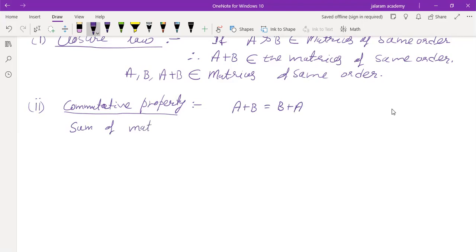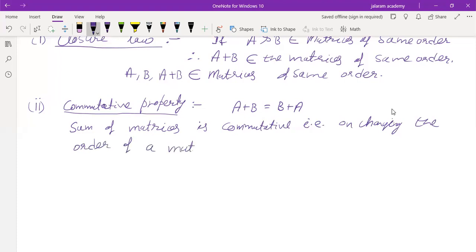Sum of matrices is commutative. That is what? On changing the order of a matrix, the sum remains the same. And we know that this is true for real numbers also, right?